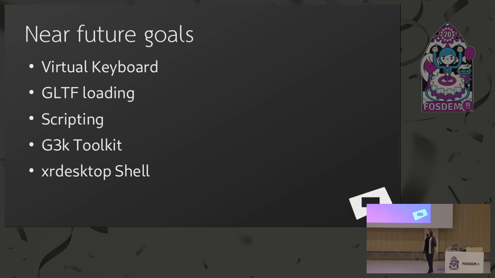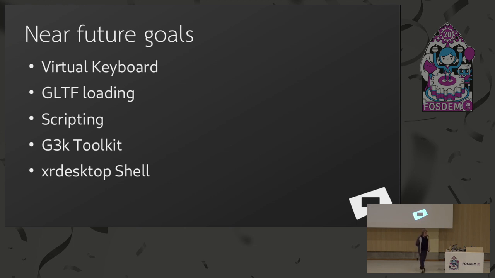So let's take a quick look at our roadmap. What are we trying to do in the near future? We would like to have a virtual keyboard. Currently on OpenVR, we are using the one from SteamVR. On OpenXR, we currently don't have one, so it would be nice to have the same one on both APIs. We want to implement GLTF loading, so we also have the controller models on the OpenXR implementation, and can maybe load other cool models, like a scene where you spend your time when you're using your desktop. Scripting is also something we are looking out for.